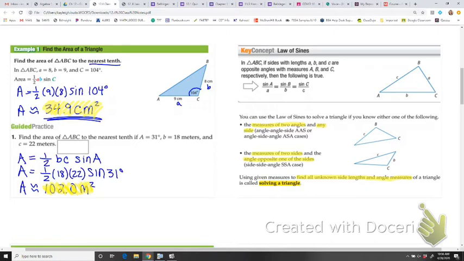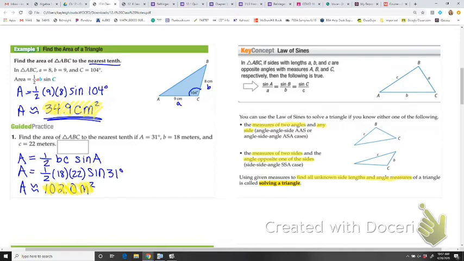You can use a half or 0.5. Remember that your calculator must be in degree mode before you type this in, and round to the nearest 10th, so you get 34.9 centimeters squared. Also for area, keep in mind you need to remember to include the unit, and that unit is squared.